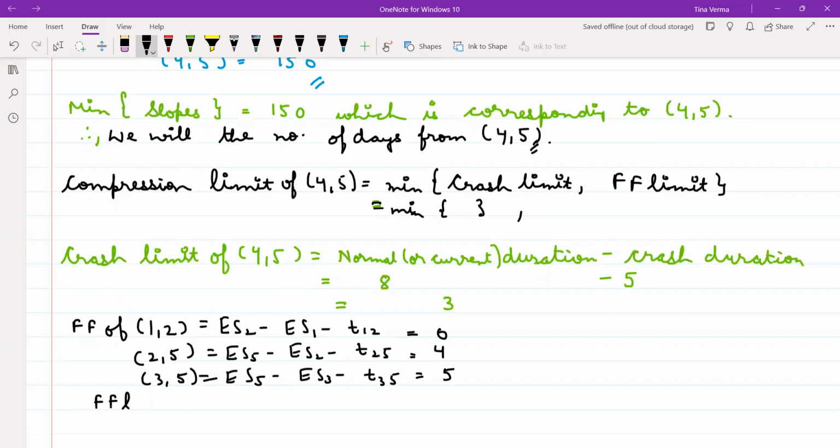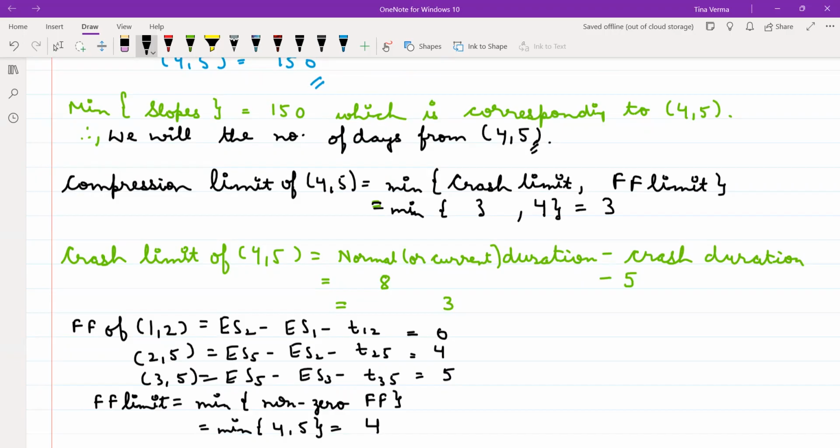FF limit हम क्या निकालते हैं? That is the minimum of non-zero floats. Non-zero free float. तो non-zero मेरे क्या है? 4 and 5. So what is the minimum? 4. That means compression limit will be minimum of 3 and 4. That will be your 3. Is it clear? Yes or no?